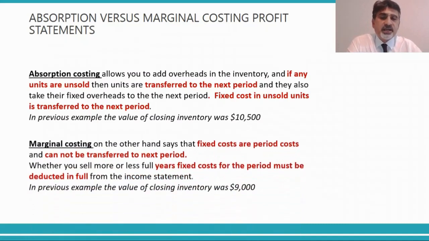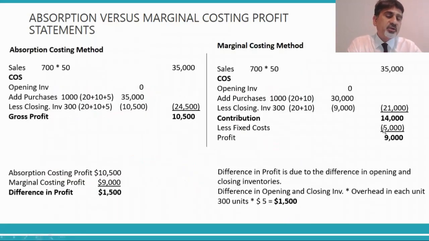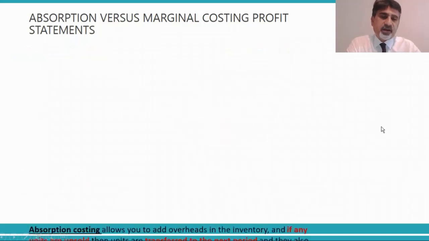Marginal costing, on the other hand, says that fixed costs are period cost. Fixed costs are period cost. Period cost means they relate to one year and they cannot be transferred to the next period. Marginal costing says you cannot transfer the fixed cost of one year to another year. Whether you sell more or less, the full year's fixed cost for the period must be deducted from the income statement. And therefore you deducted 5,000. If you remember the marginal costing income statement, we subtracted all 5,000. Let me show you again. You see, all 5,000 we subtracted. We said whether we sell or we don't sell, fixed cost in total we will subtract.